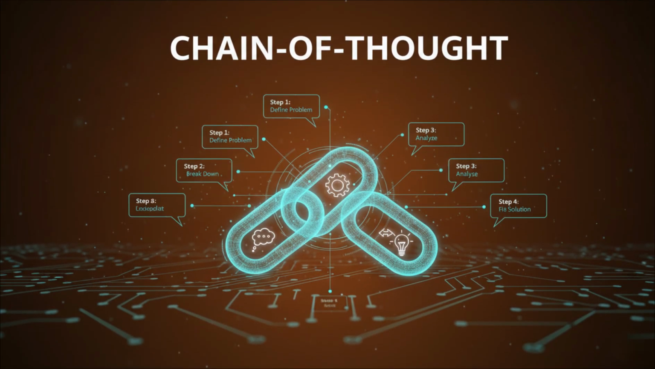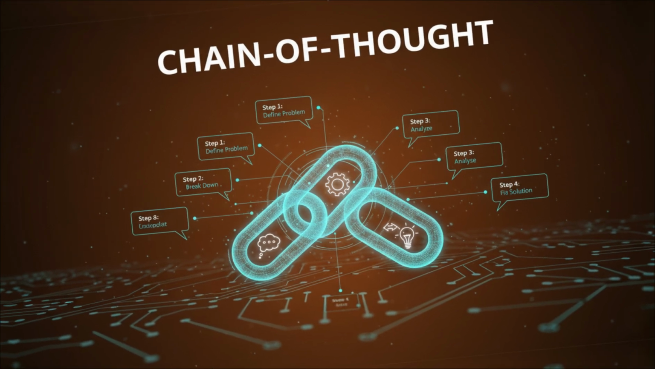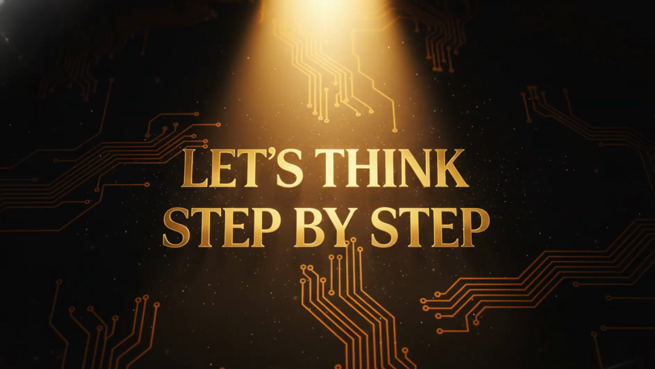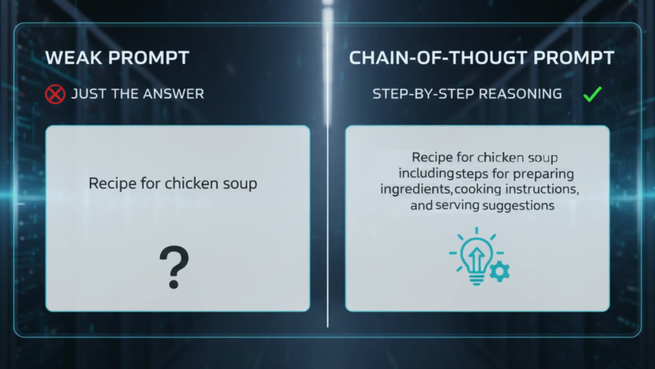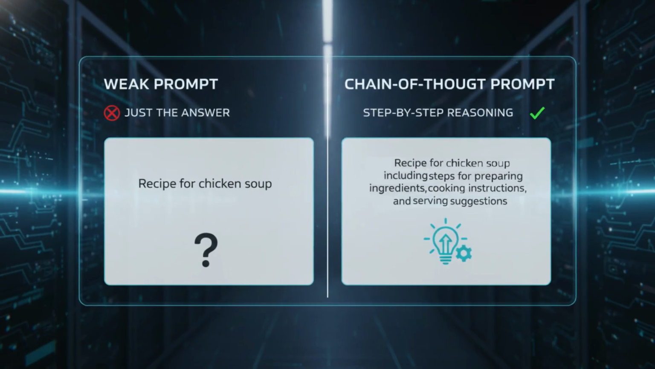Instead of asking for a final answer, you ask AI to think through the problem step by step. The magic phrase is, "Let's think about this step by step." For example, weak prompting: "What's the best marketing strategy for my business?" Chain of thought prompting: "Let's think about this step by step."